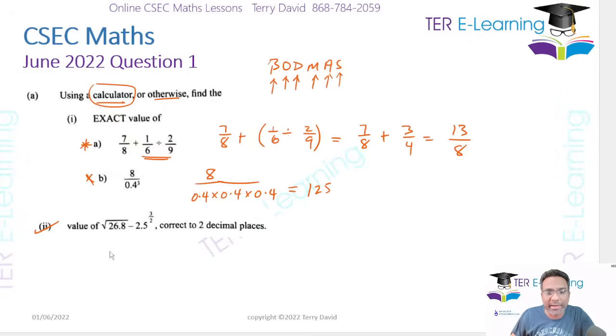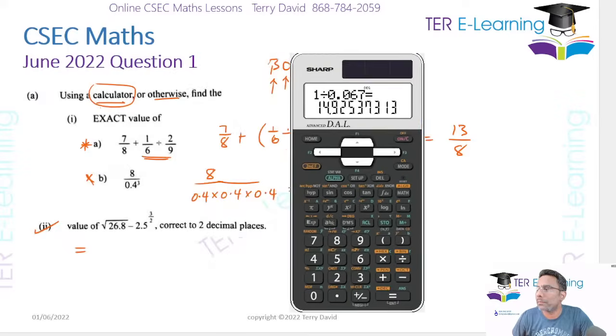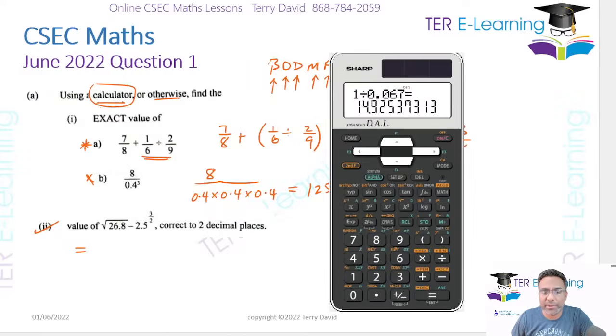For part 2, they want us to work out this thing here to 2 decimal places. So let me show you my calculator first of all. Hold on. So let's see how we're going to use this calculator to work this out. Second function, square root of 26.8. Since they want us to give the answer to 2 decimal places, I'm going to work out that square root first, and I'm going to get 5.177.